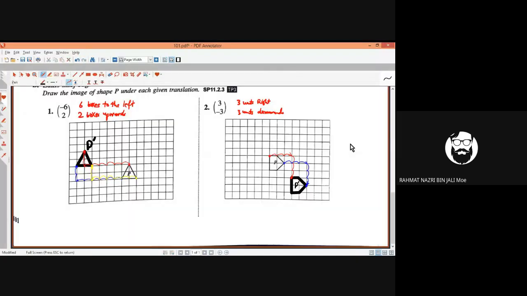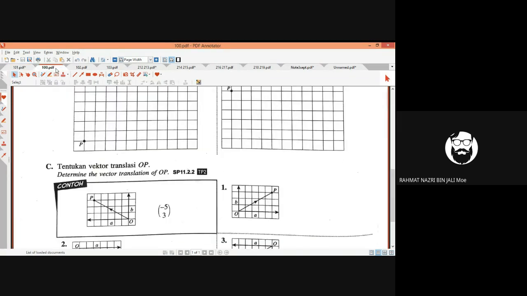Seterusnya muka surat 102. Muka surat 103 nanti. Hopefully dapat habiskan sampai 103. Nanti muka surat 103 you kena upload dekat classroom. Saya dah create the assignment for today. Jadi kita habiskan muka surat 100 tak buat lagi. Ya. Kita balik muka surat 100.